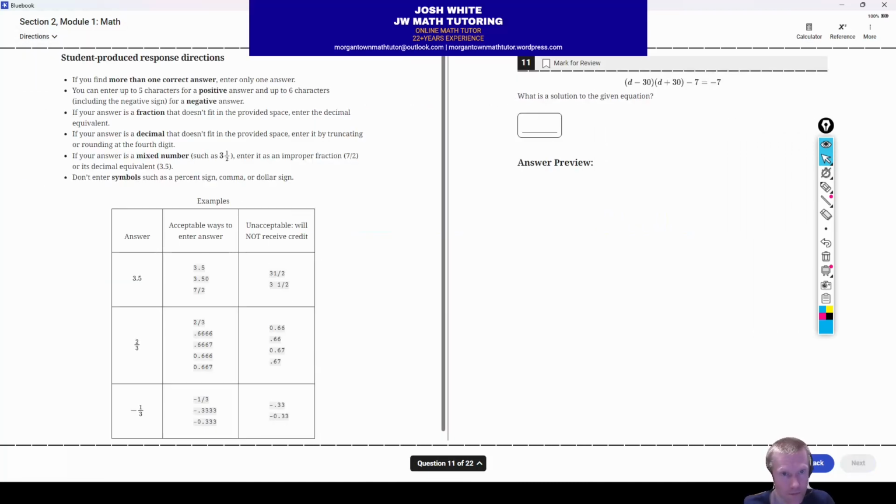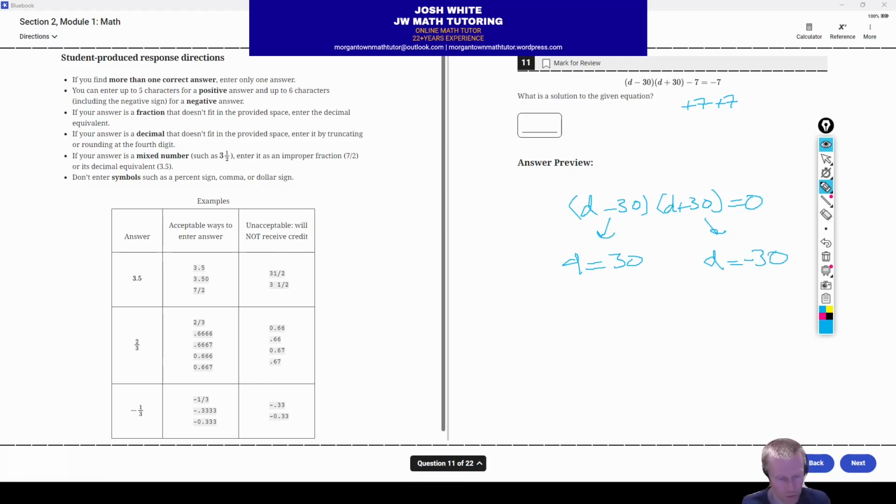And that's it. Next up, here we have a student-produced response question, and they want to know the solution to this equation. So if you want to do this by hand, technically it's actually not a lot of work, because if you just add 7 to both sides, you get d minus 30 times d plus 30 equals 0. So this equation is already factored. In other words, you basically know that there's two solutions to this. One of them is going to be positive 30, which comes from here, and the other is going to be negative 30. So what is one solution? Well, you can just type in 30.